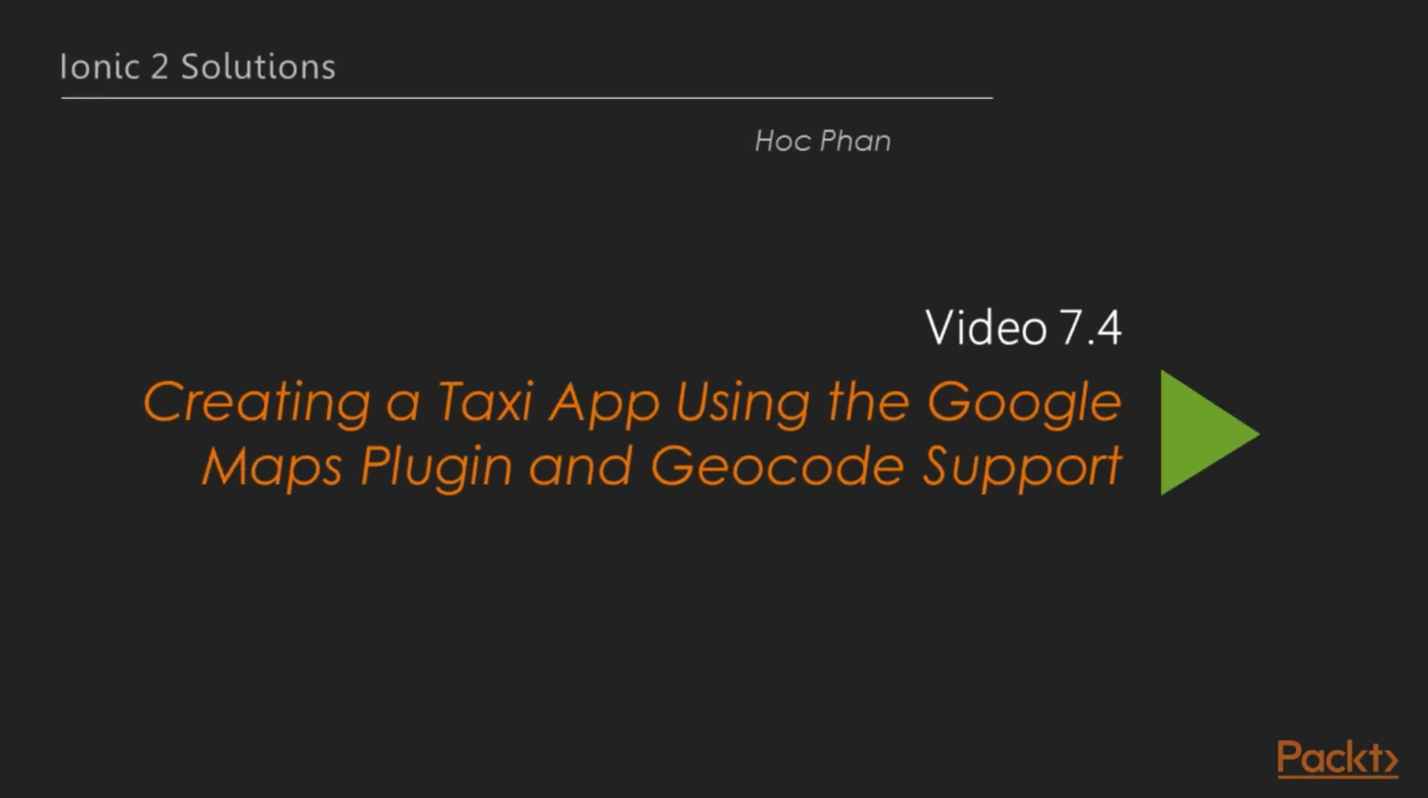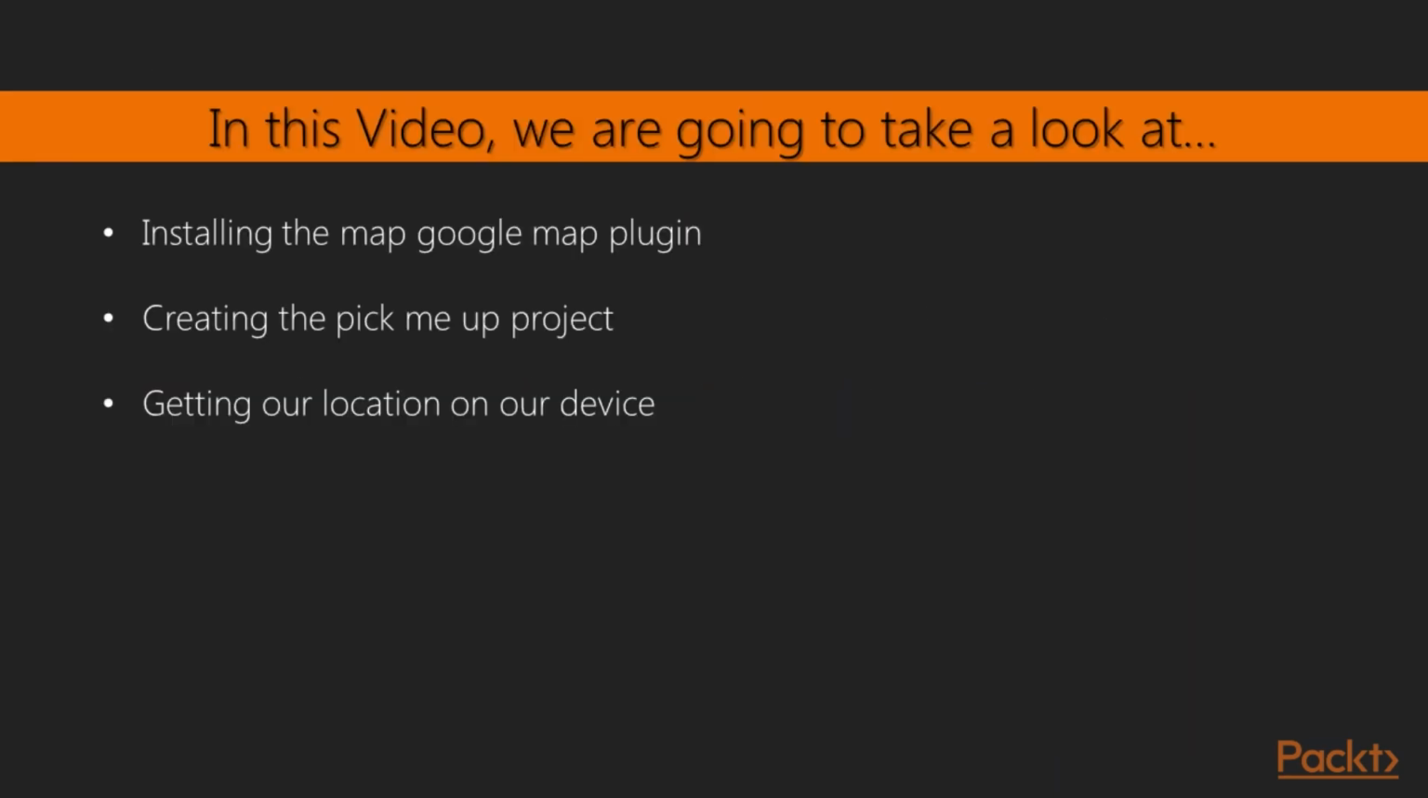Welcome to the last video of the section, creating a taxi app using the Google Maps plugin and geocode support. Previously, we displayed a term of service using in-app browser. In this video, we'll install the Google Map plugin. We'll create the Pick Me Up project and then get our location on our device.